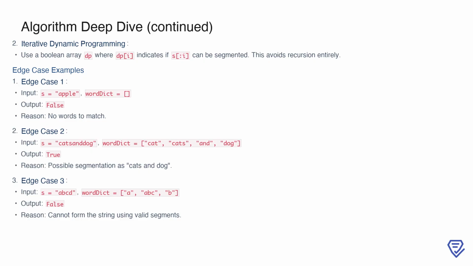Let's consider some edge cases to better understand the problem. If the input string is "apple" and the dictionary is empty, the output is false because there are no valid words to form the string. For the string "catsanddog" with the dictionary containing "cat", "cats", and "dog", the output is true, as the string can be segmented into "cats" and "dog". Finally, if the string is "ABCD" with a dictionary containing "A", "ABC", and "B", the output is false, since the string cannot be fully segmented into valid parts. These examples highlight how the algorithm handles different scenarios and edge cases effectively.